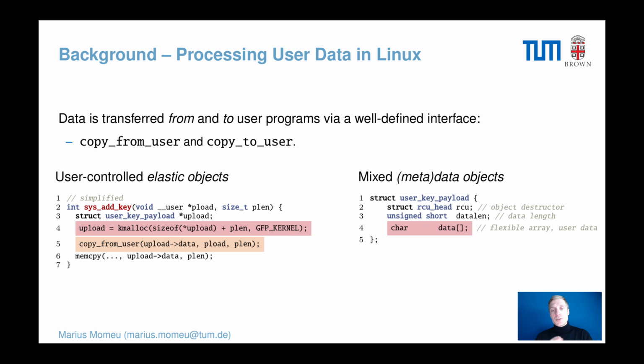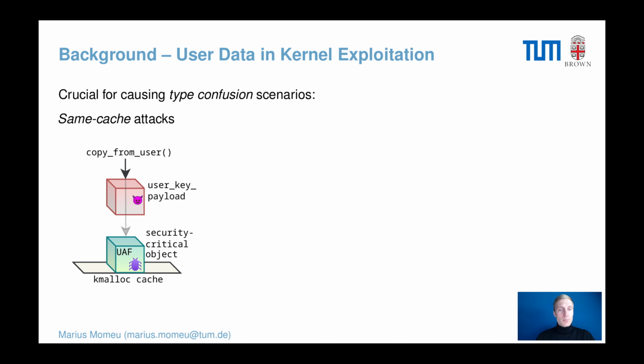Furthermore, if we look at the struct definition of user_key_payload, we see that it mixes user data stored in the flexible array field highlighted in red with object metadata such as the object's destructor at line 2. Now, these properties make elastic objects that mix user data and metadata very attractive for exploitation because attackers could abuse them to cause all sorts of type confusion scenarios.